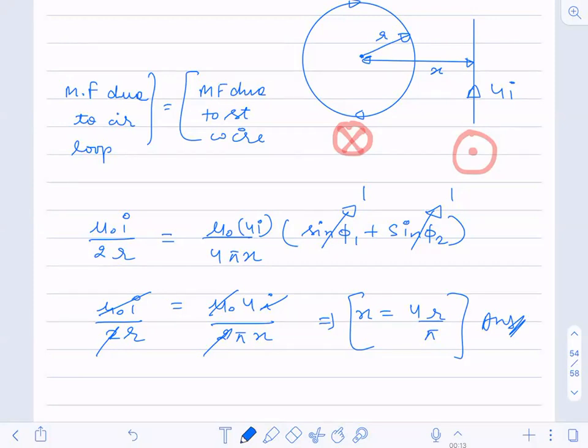It cannot be at an angle, because partially it will get cancelled and partially it won't get cancelled. Understood? That's why it should be in the opposite direction. Okay, I hope you have understood this sum.